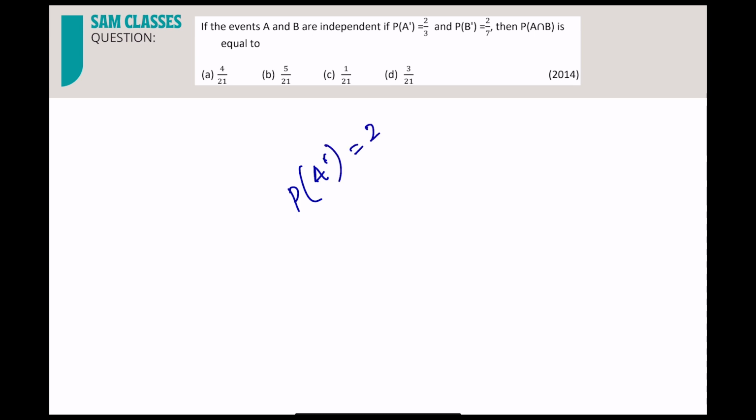P of A bar is 2 by 3. So what is P of A, sir? We already know probability of something happening plus probability of something not happening is always equal to 1.